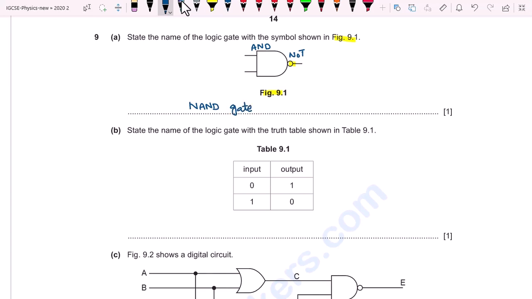Part B. State the name of the logic gate with the truth table shown in figure 9.1. Here in the table 9.1, input is 0 and 1 and output are 1 and 0. You can see here that when input is 0, output is 1, and when input is 1, output is 0. So this gate is basically the NOT gate because it is the inversion gate, or it is the complementation. It changes 0 into 1 or 1 into 0. So I write here it is the NOT gate.